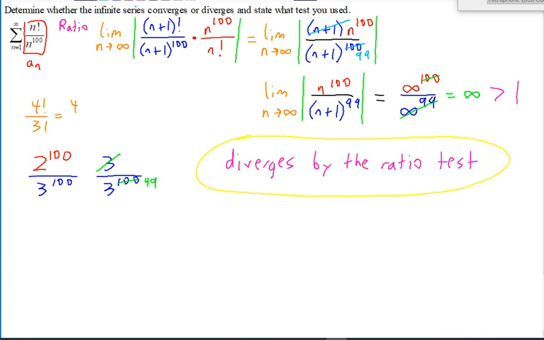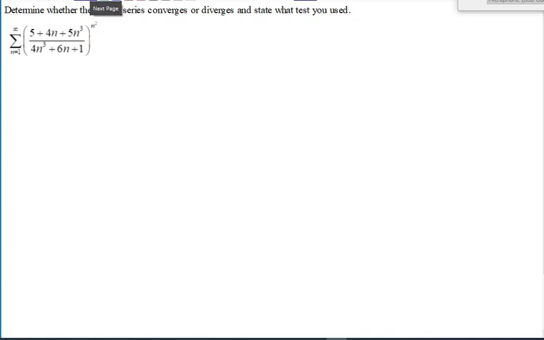All right, let's take a couple more here. On this one, notice this whole thing is raised to the n squared power. So it doesn't always have to be to the nth. It could be something else that involves n here, n squared. So you can still use the root test. It's just when you find the limit as n approaches infinity, since it's the n squared power, that's the same root you would have to take of the whole thing.